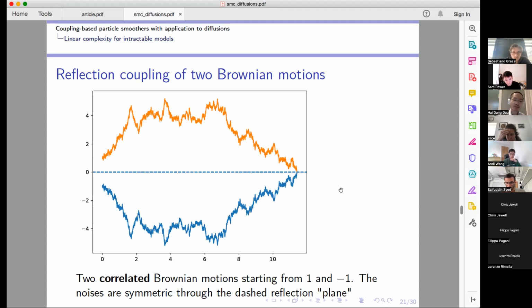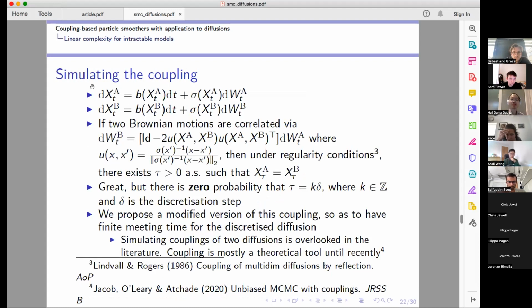Well, you can extend this to the case of two diffusions. If you have two diffusions, H^A_t and H^B_t, which have the same dynamics but start at different points, then if you correlate the two Brownian motions by this formula, which is just an extension of what you have seen here to higher dimensions with different sigma, then under regularity conditions you have a finite time tau such that H^A_tau equals H^B_tau. Okay, so that's great. But how to simulate this?